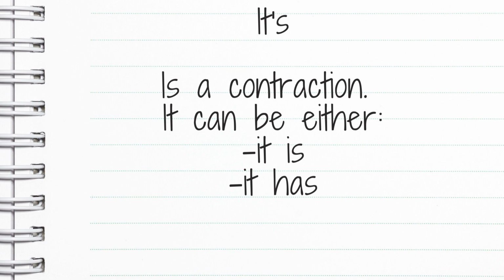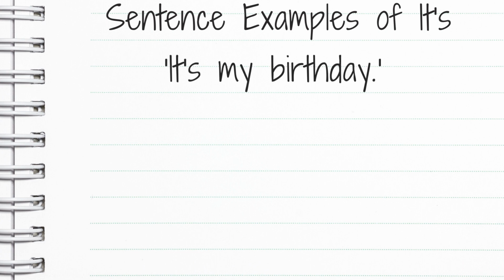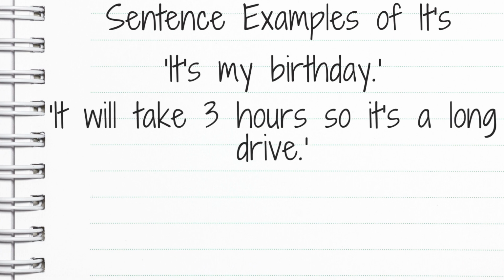So it's is a contraction. It can be either it is or it has. All right, so either of those is what it's, the contraction, resembles. Okay, so sentence examples of it's with the apostrophe S. It's my birthday. That is, it is my birthday. It will take 3 hours, so it's a long drive. So we're saying it is a long drive.